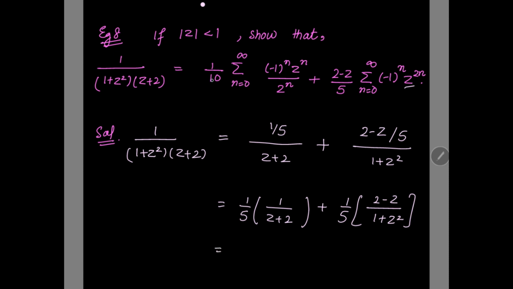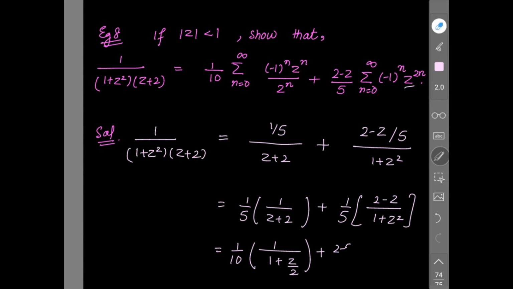Now we need here 10, so take this 2 common. This is 1 by 10. This is 1 plus z by 2. Plus, we need 2 minus z by 5 outside. So take this 2 minus z by 5. And inside we are left with 1 over 1 plus z square.